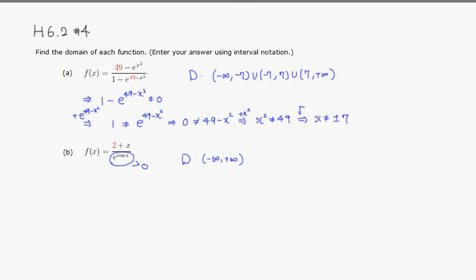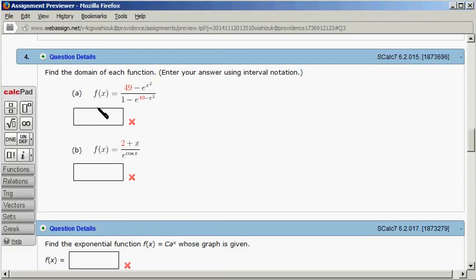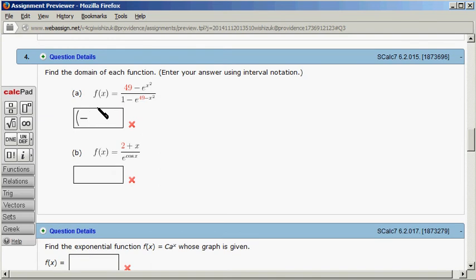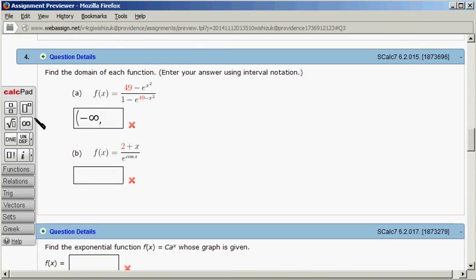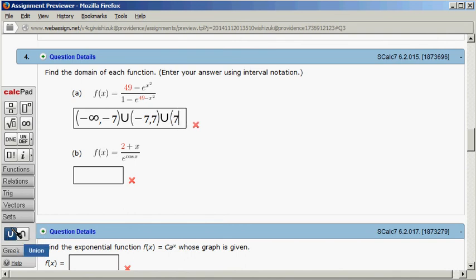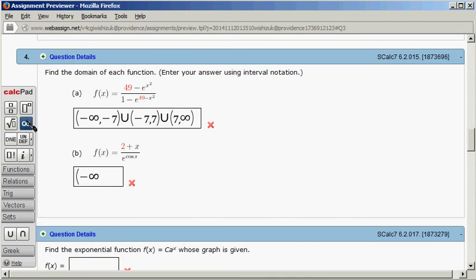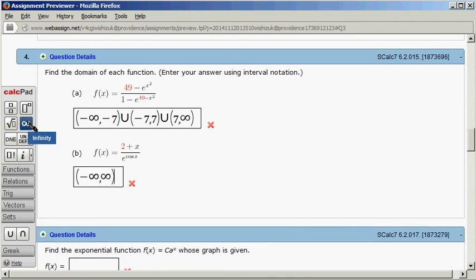So let's type it in. This first one is from negative infinity to negative 7, and then skip negative 7 and go to positive 7, and skip 7 and go all the way to infinity. And then this one is all real numbers, so negative infinity to positive infinity.